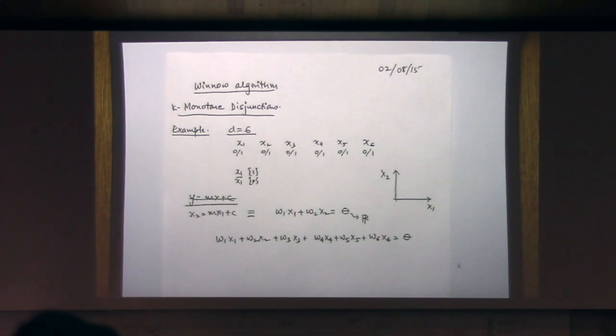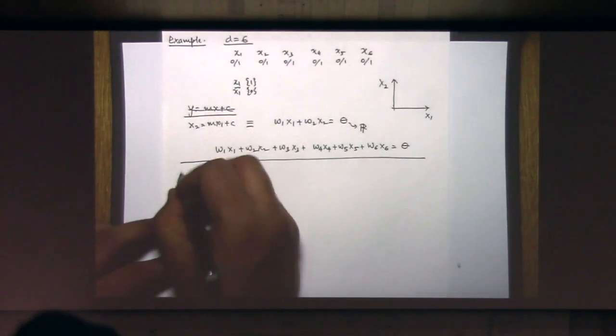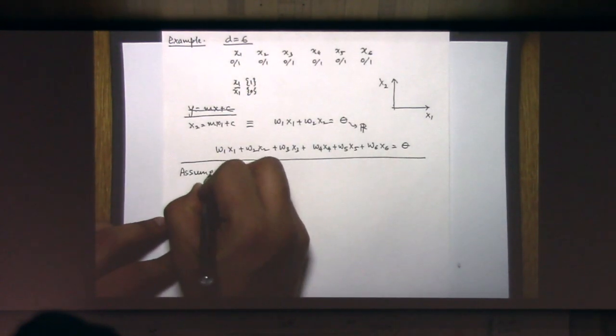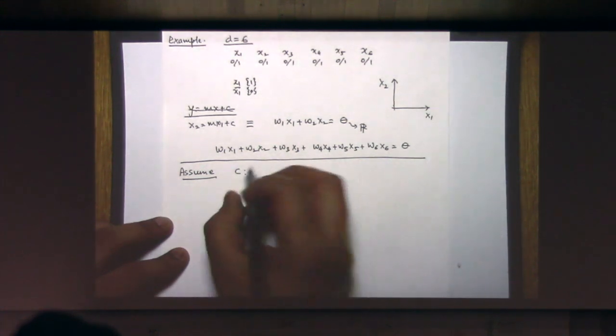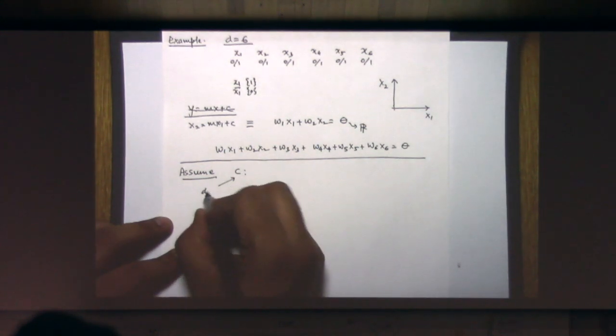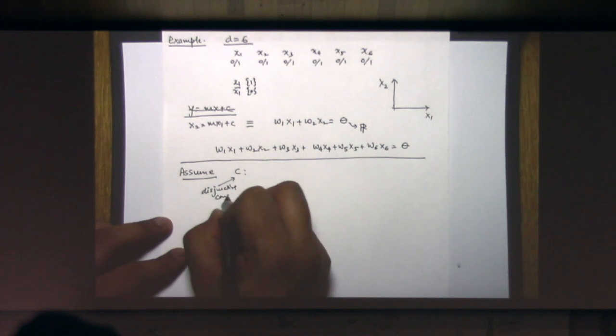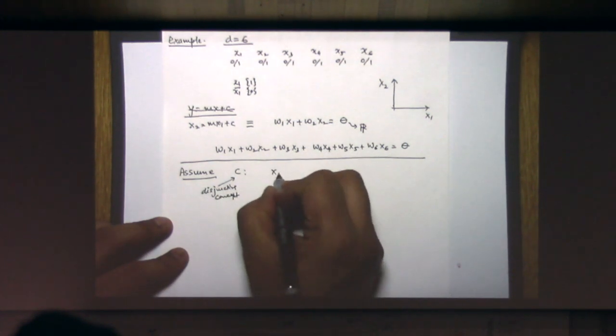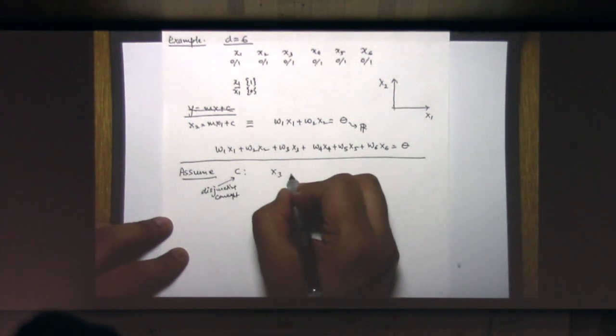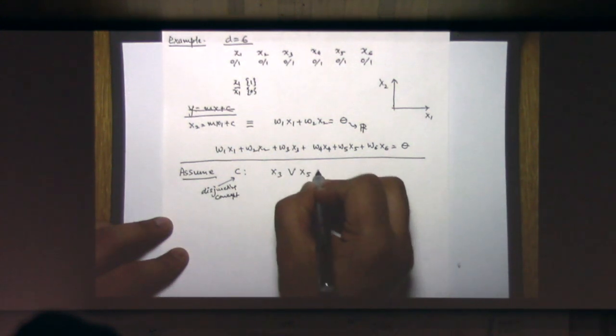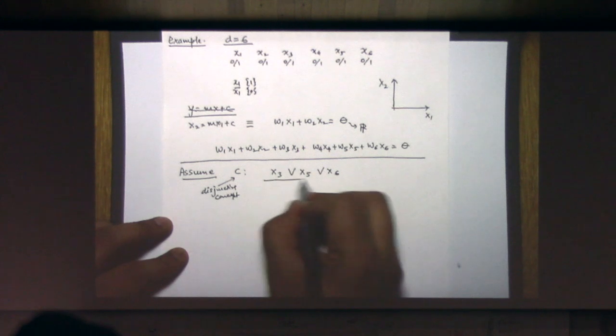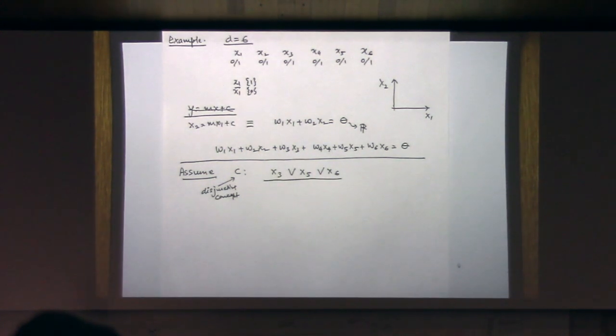The first thing I want to tell you is to assume that your k monotone disjunction, your disjunctive concept, is like this: x3 or x5 or x6. This is a valid k monotone disjunction if your k is 3 or more.